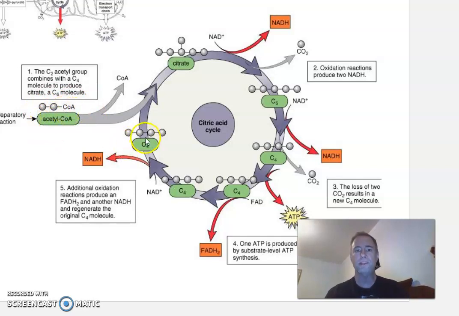It joins with oxaloacetate, a 4-carbon product that's already inside the matrix, the middle of the mitochondria. It's always being recycled, used over and over and over. So I took this 2-carbon product that came in from my glucose, and I am now hooking it up with a 4-carbon product. Because I add a 4-carbon to a 2-carbon, the enzyme does that for me, and I get a 6-carbon product called citrate. And that's why this is called the citric acid cycle, because of this product that is formed.